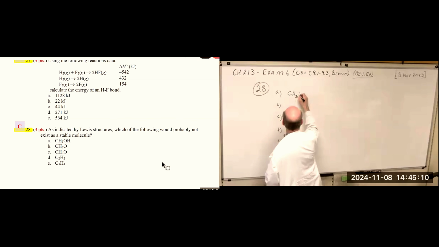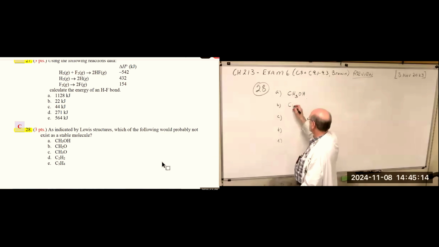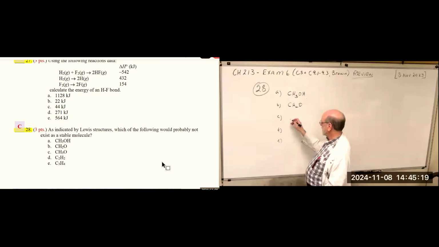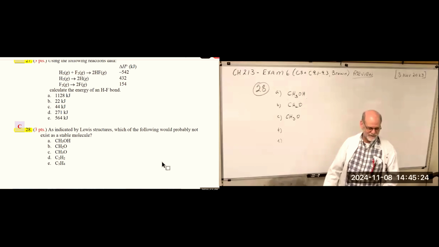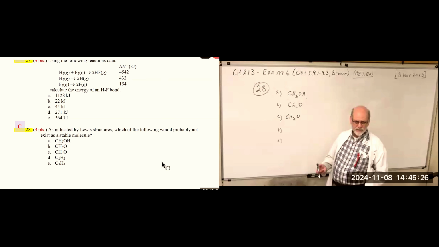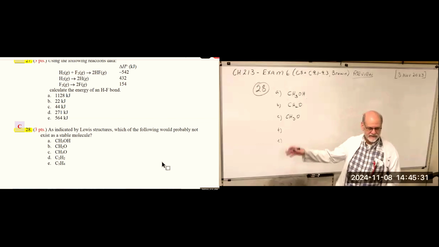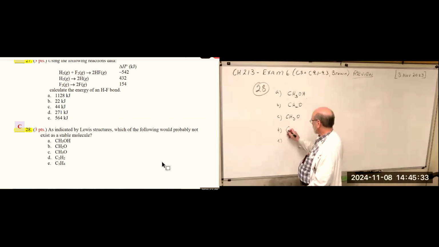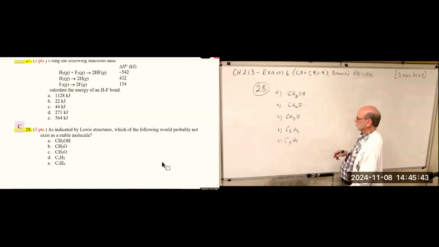So we got methanol. That's the kind you don't drink. CH2O, formaldehyde. CH3O, I don't have a clue. If you know your chemistry, pick C right away, because I've never seen that molecule before. This one I have. That looks like acetylene. And C3H4 would take some doing, but it's probably true.